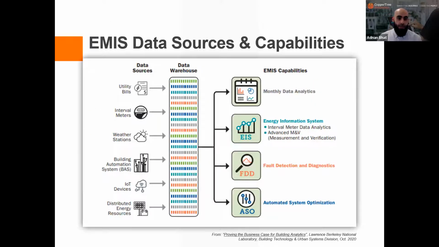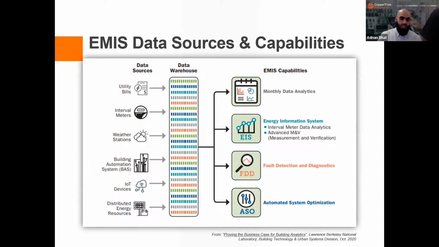Data sources and capabilities. Data integration is a primary step when implementing an EMIS. On the left, you can see various different data sources such as building automation systems, IoT devices, weather stations, interval meters, utility bills. This data is collected at a central repository or a data warehouse, and then the data is consumed by various tools or applications that are seen under the umbrella of EMIS tools and technologies.